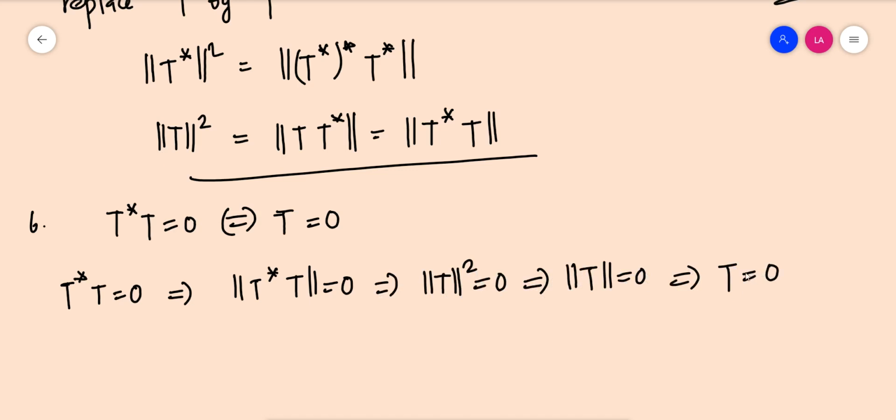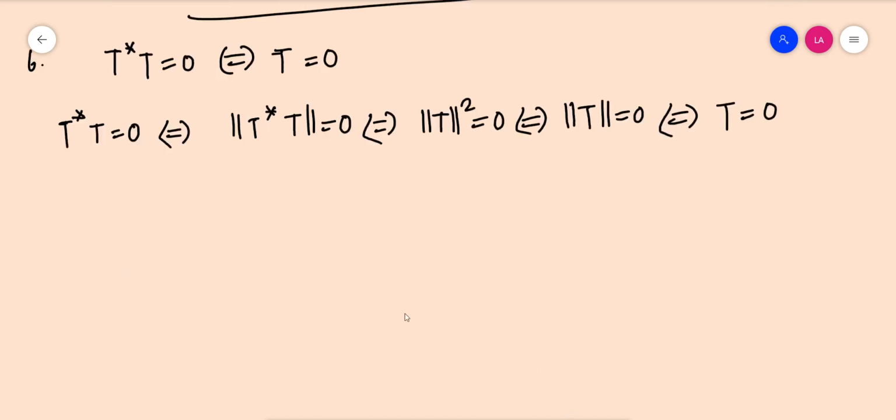Okay. Now to prove the converse part, assume that T is equal to 0. Then norm T should be equal to 0. Then norm T squared should be equal to 0. Then by previous property, norm T star T should be equal to 0. Norm T star T equal to 0 implies T star T should be equal to 0. So we have proved both the parts: T star T equal to 0 implies T is equal to 0, and T is equal to 0 implies T star T equal to 0.